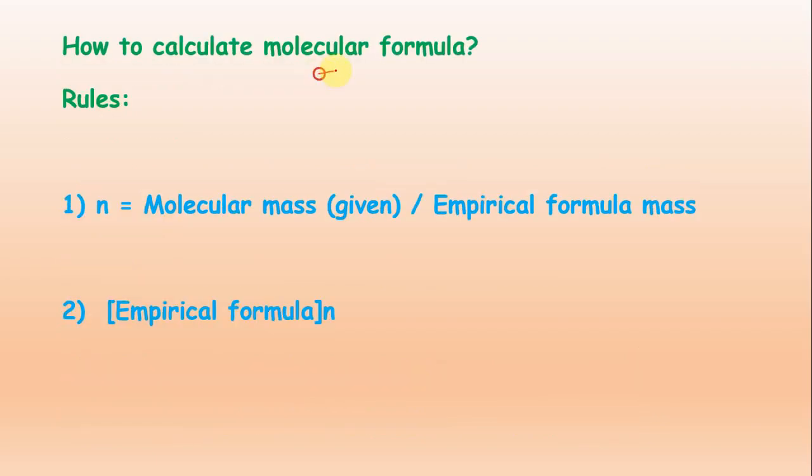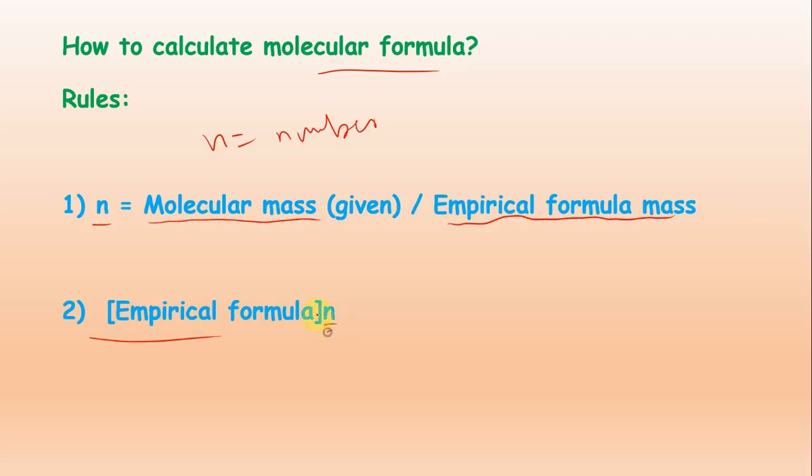Now how can we calculate the molecular formula? By two steps. Number one, n means number. n is basically an integer which we obtain by dividing the molecular mass, which will be given in the question, by the empirical formula mass. The empirical formula will be given, and then we have to calculate the empirical formula mass, and then we will divide and get a number. That number will be put into the second step: we write the empirical formula and then multiply by that number. Now we are solving an example, and it will be much clearer then.